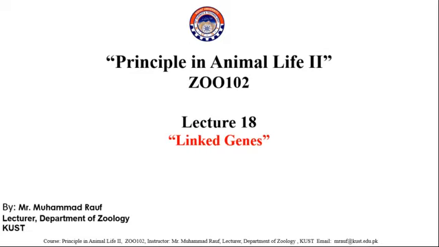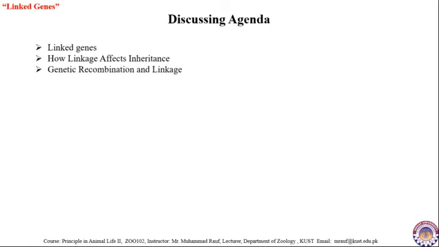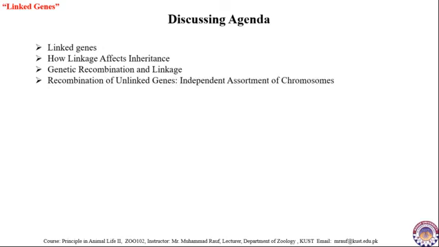Welcome to the course Principles of Animal Life 2. This is lecture number 18. The topic is linked genes. The agenda for the topic is linked genes, how linkage affects inheritance, genetic recombination and linkage, recombination of unlinked genes, and recombination of linked genes.